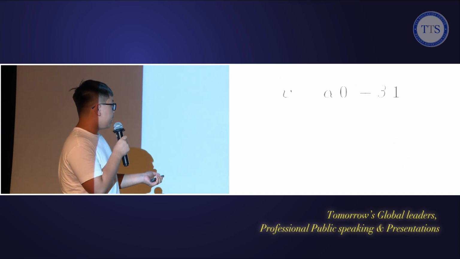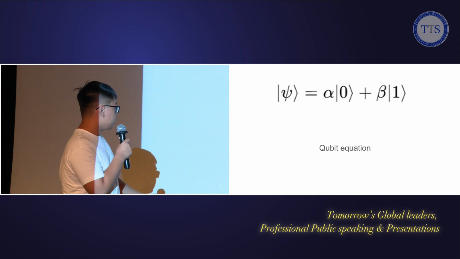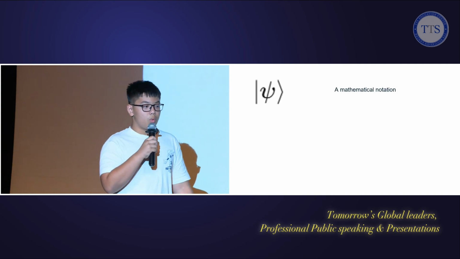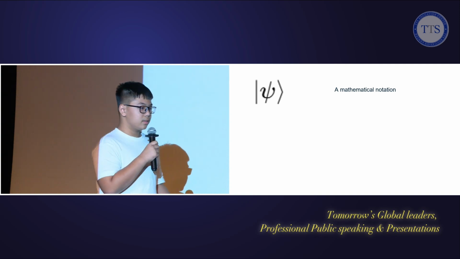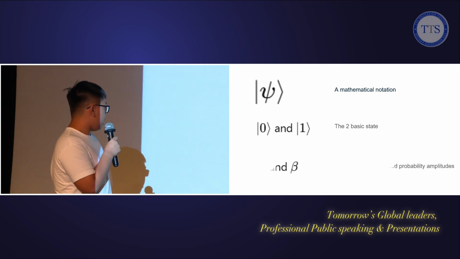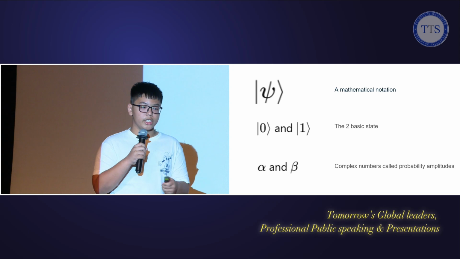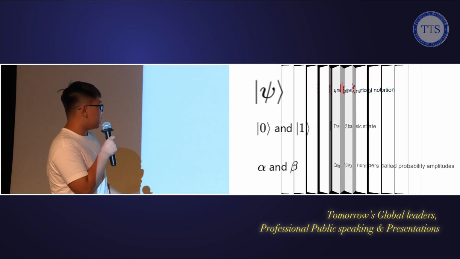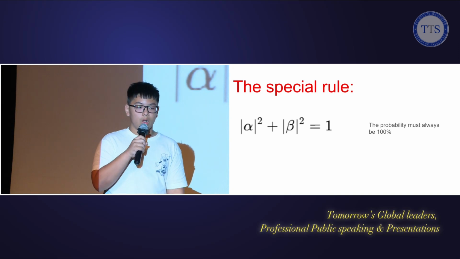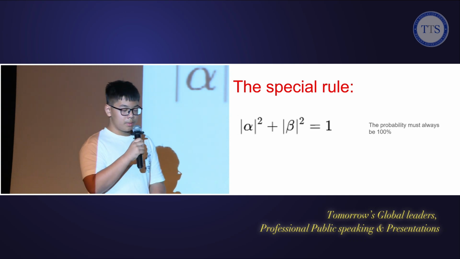And we use this qubit equation to express the quantum state of a qubit. So let's break this down. Ket psi is a mathematical notation which represents the quantum state of a qubit. Ket 0 and ket 1 are two basic states, and alpha and beta are complex numbers called probability amplitudes, or the range of probability. And you have to follow a special rule, that alpha squared plus beta squared is equal to 1, which means the total probability must always be 100%.